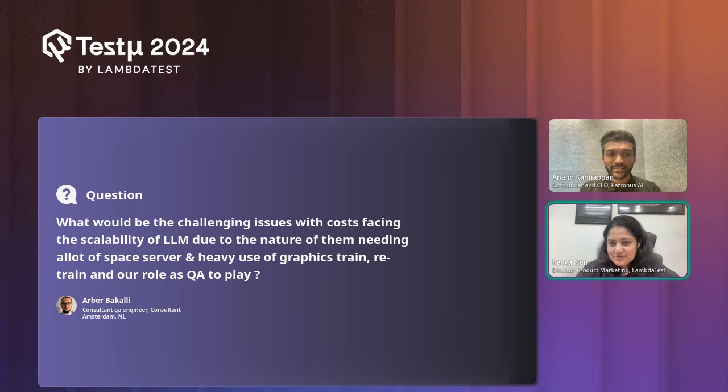Coming up is the next question from Abel, who wants to know what would be the challenging issues with cost facing the scalability of LLMs, due to the nature of them needing a lot of server space and heavy use of graphics. That is when it comes to training, retraining, and the subsequent role of QA to play.